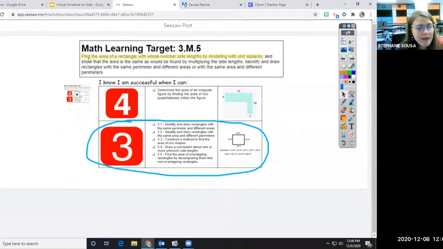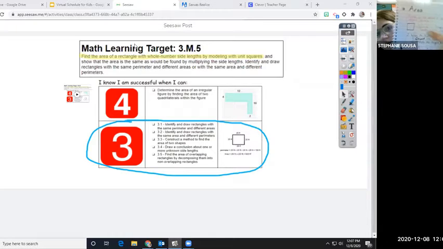We are working on the highlighted section, finding the area of rectangles with whole number side lengths by modeling with unit squares. We talked yesterday about what unit squares are and how when we are measuring space that is covered, we have to measure 2 dimensions, 2D. Yes, that's where that comes from, the length and the width. Okay, so that's why we have square units, because we have to measure how long something is and how wide something is. Okay?